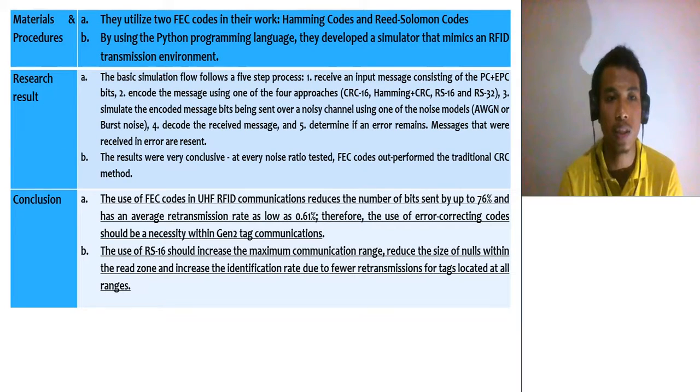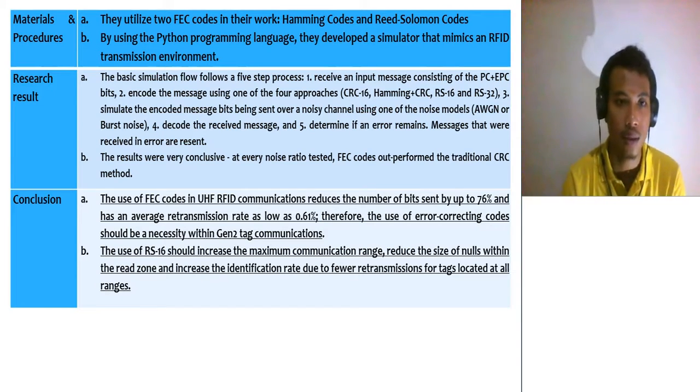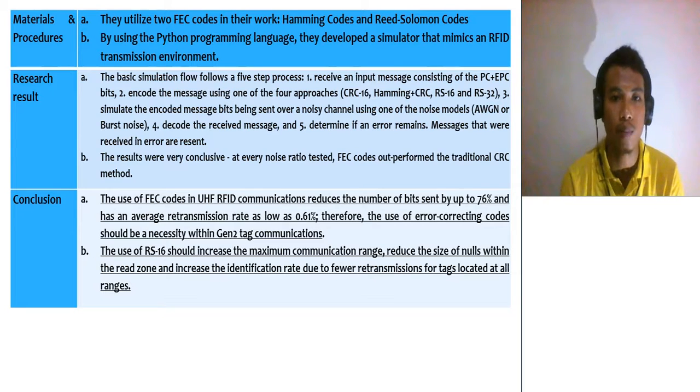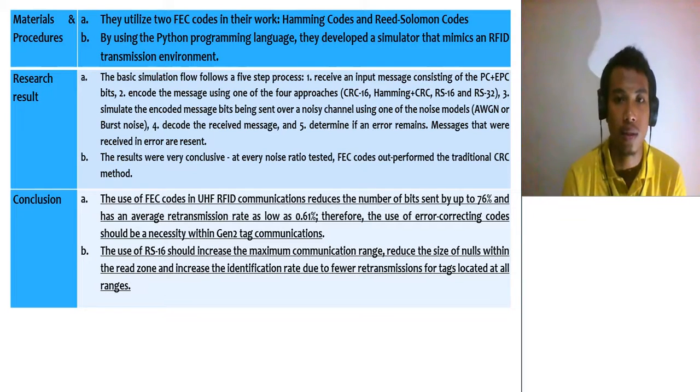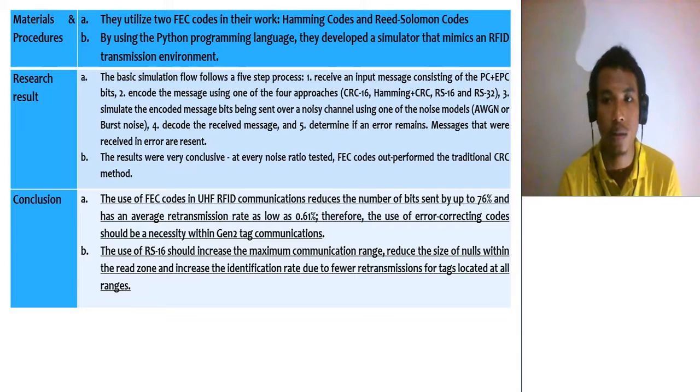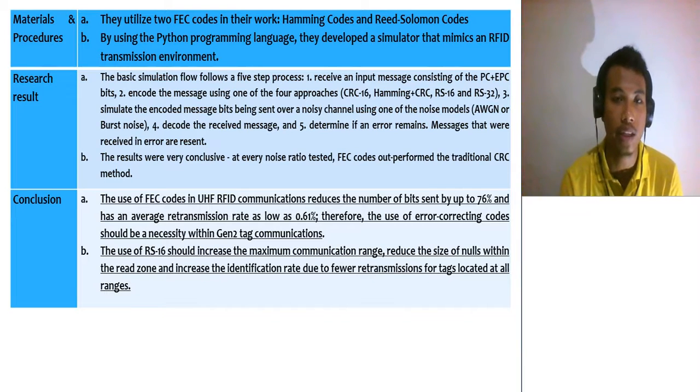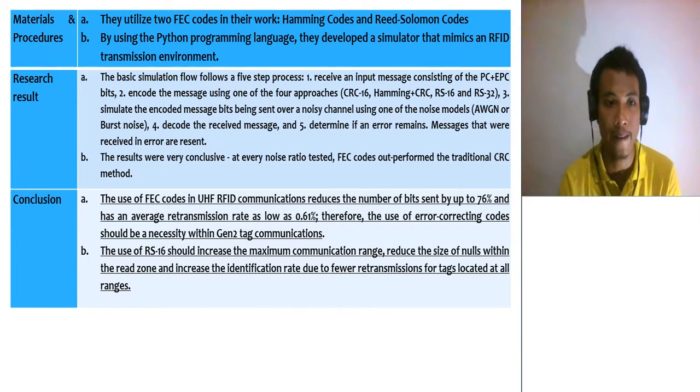So what are the materials and the procedure of the research? Number 1, they utilize 2 FEC codes in their work, that are Hamming codes and Reed-Solomon codes. And then they also use the Python programming language. They develop a simulator that mimics an RFID transmission environment.